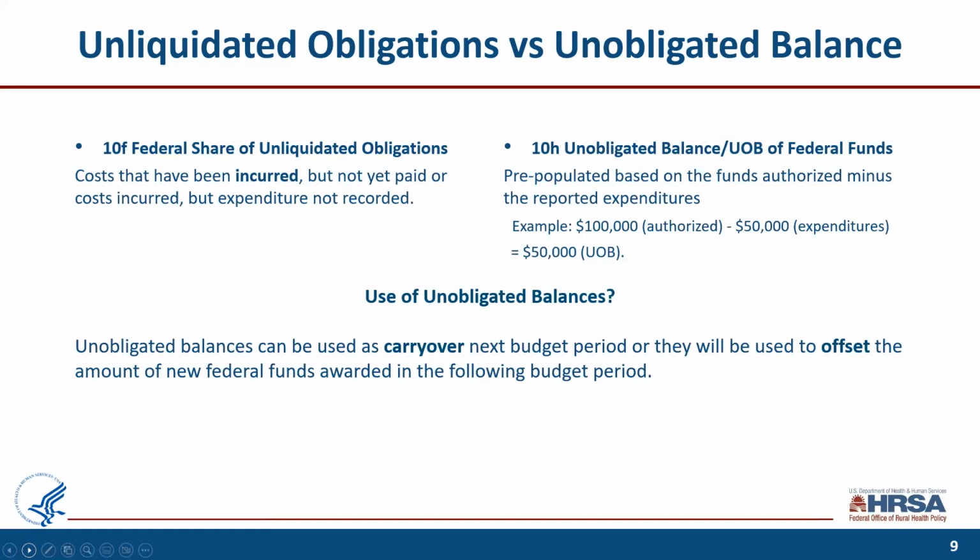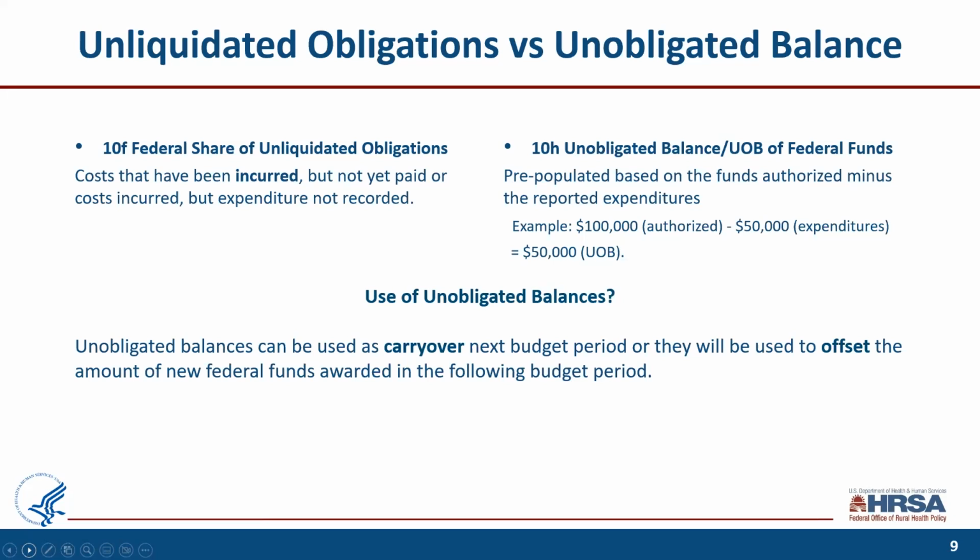Note that if it is determined that the unobligated balance of federal funds is correct, HRSA is not obligated to make any additional federal funds available to cover the shortfall. So again, we just want to make sure that all of the information in the FFR transaction section is correct. Okay, so we have an unobligated balance, and what can we use it for?